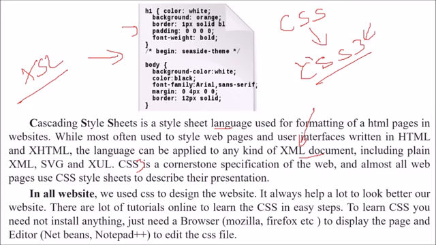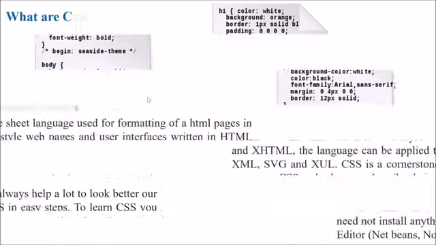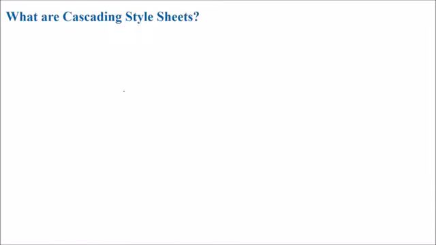So in all websites, you're going to find this CSS, and it's quite easy to write and to understand because you just need a text editor and a browser so that you can run it. So what are cascading style sheets? Because this is the basic, I have not kept it in the question series. What are cascading style sheets?